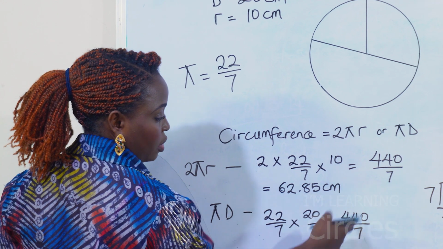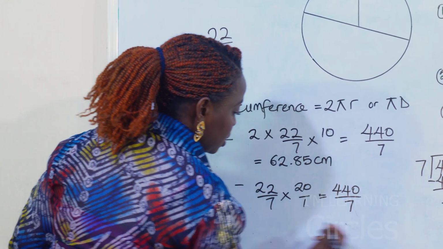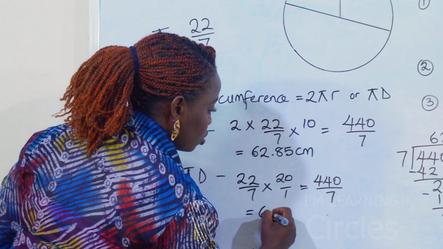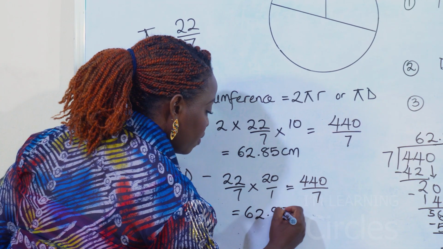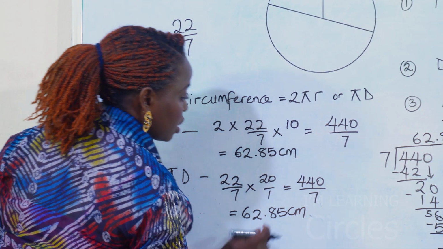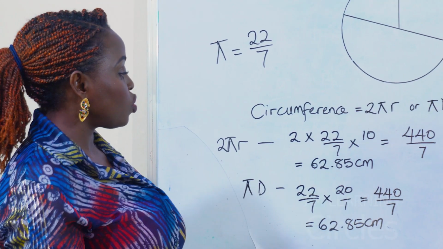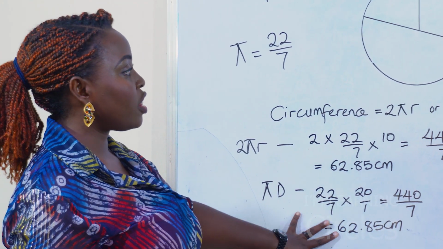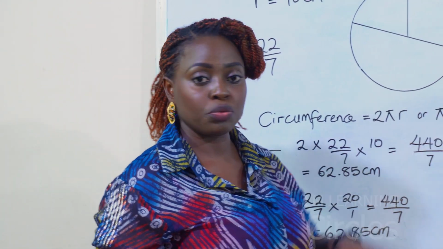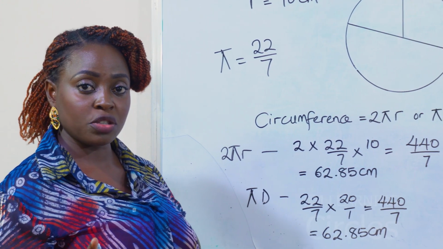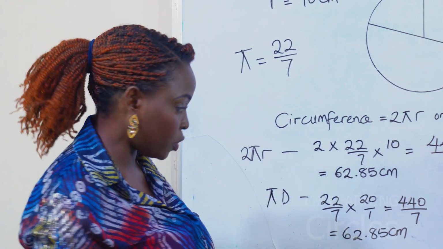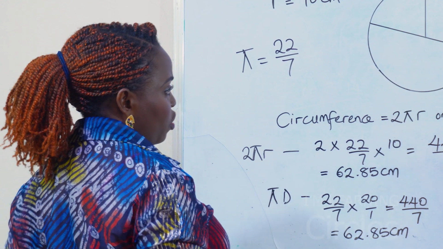The exact same thing. So we're going to go through this process again and we're going to arrive at 62.85 centimeters as the diameter. Sorry, as the circumference. So this is the answer to question 2. Now we're going to do one more circumference question before we move to area. All right? So let's look at the third question.